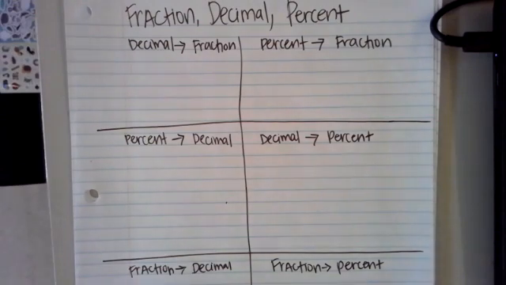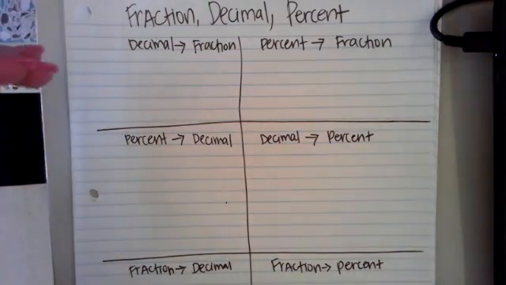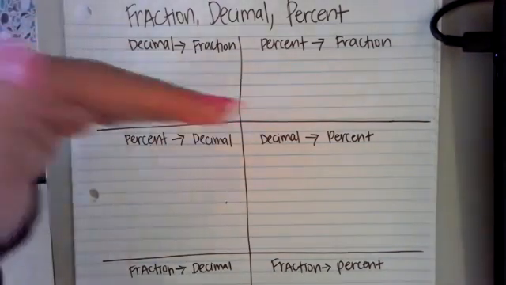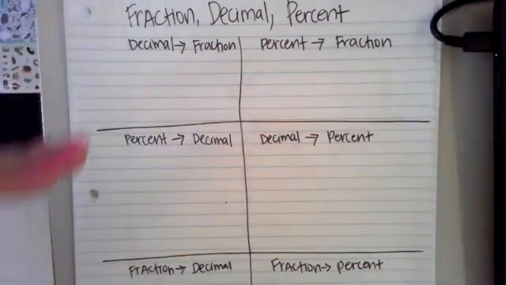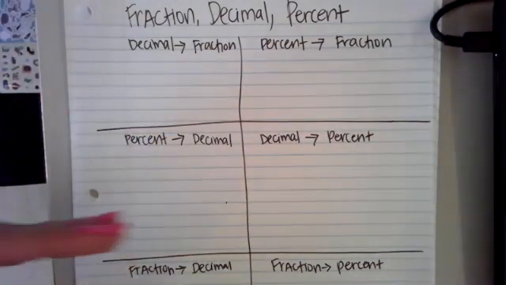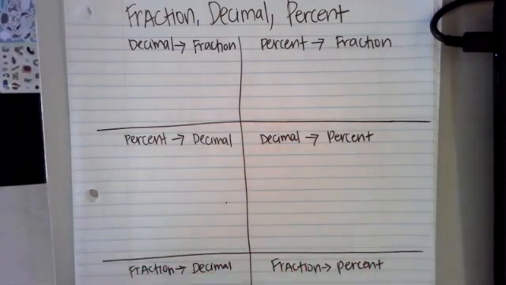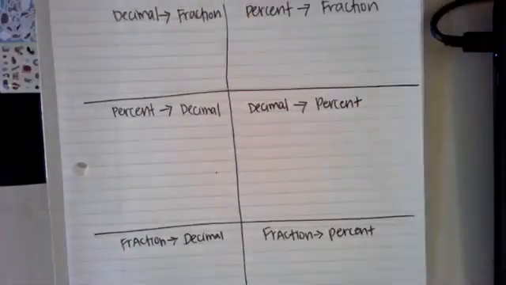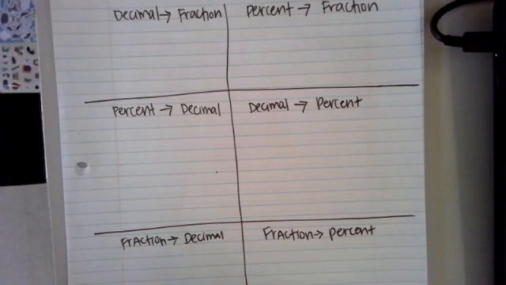Okay, so now that you have your sections labeled, I have separated this out into what I would classify as: this row is going to be our easy row. The second row is going to be our medium difficulty level row. And then the last 2 sections I think are the hardest out of converting between fractions, decimals, and percents.